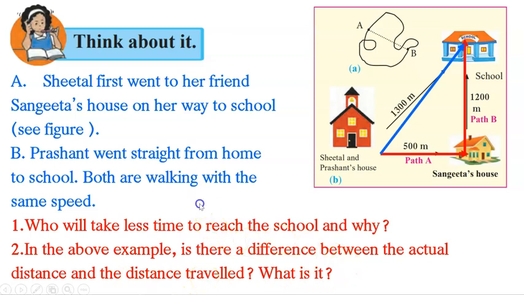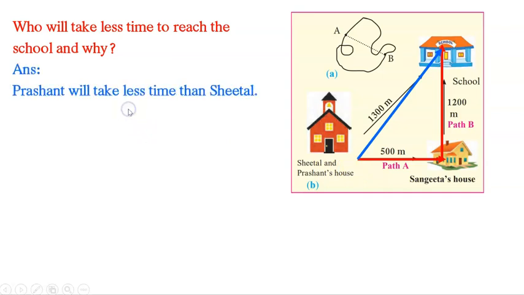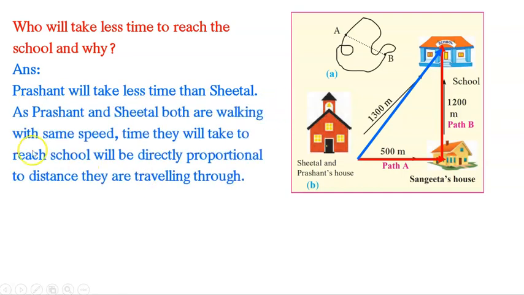Okay, now we'll see the answer. The first is, who will take less time to reach school and why? Now Prashant will take less time to reach school. Okay, see this here. Prashant will take less time than Sheetal. As Prashant and Sheetal both are walking with the same speed, the time they will take to reach school will be directly proportional to the distance they are traveling.